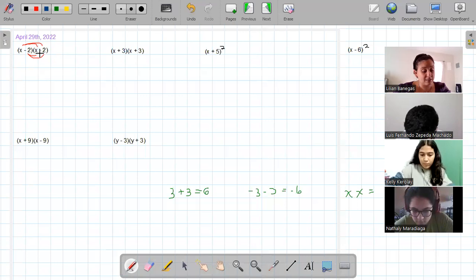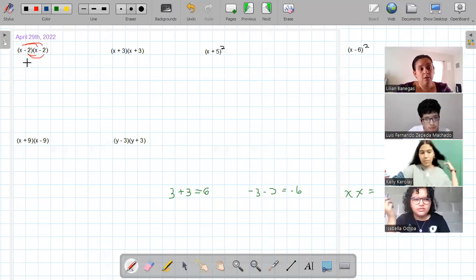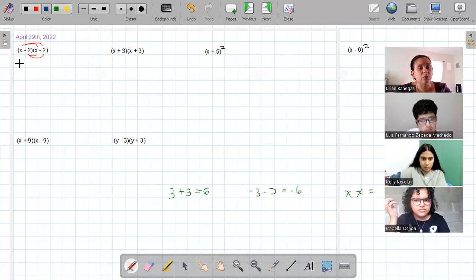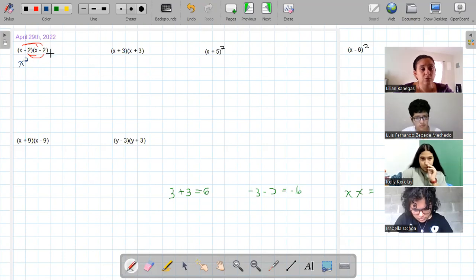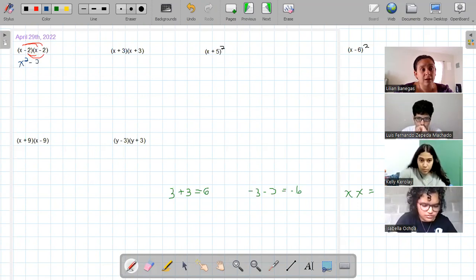X times x. X times x is x to the square. Only x to the square without that 2. So x to the square. I'm going to copy it over here. Now x times -2 is -2x. Now we go with the second part.